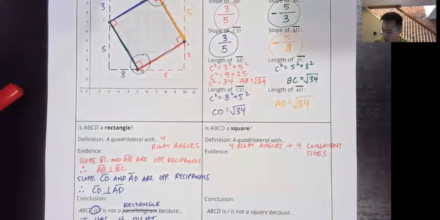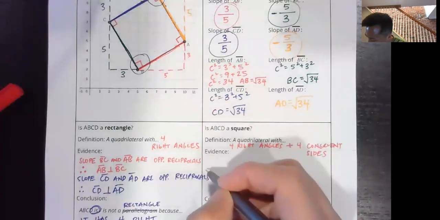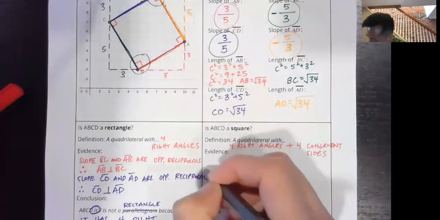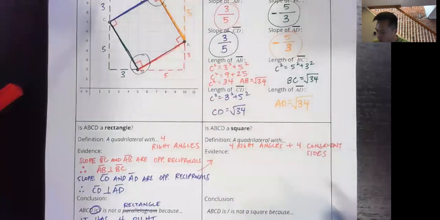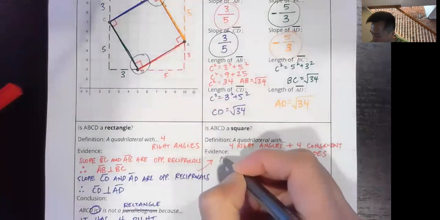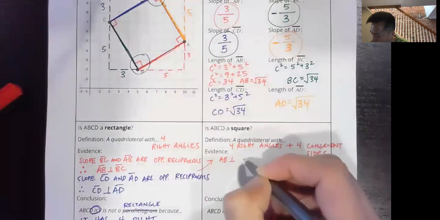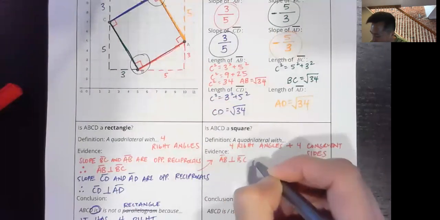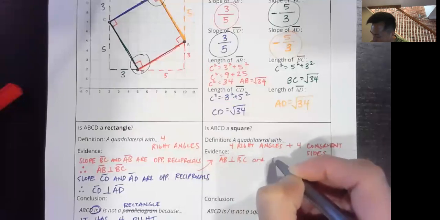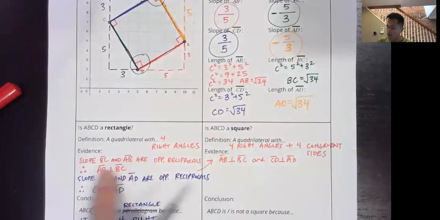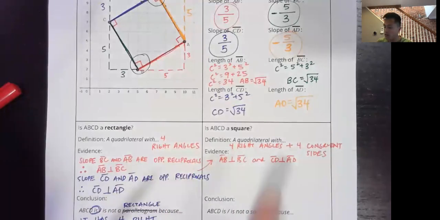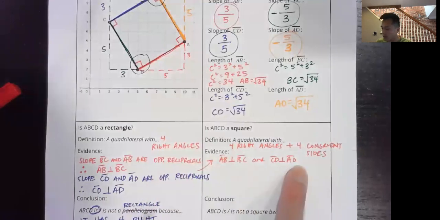So all I'm going to do for that is I'm just going to take this and just kind of bring that evidence over here, and we'll just say that AB is perpendicular to BC and CD is perpendicular to AD. I'm not going to rewrite all of this stuff about the slopes and the opposite reciprocals because I did that here on the left. So I can just carry it over and then say this here. That's part one.